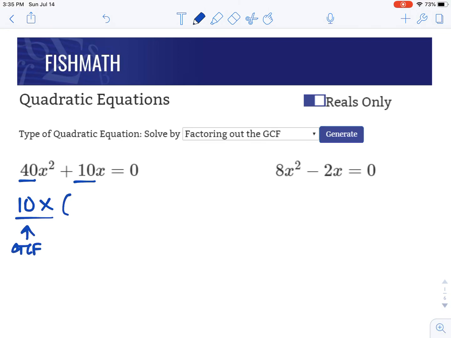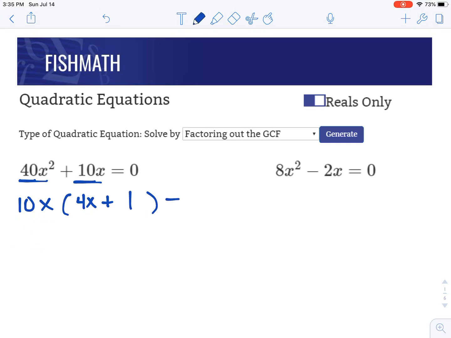That goes first, then our parentheses. We've got two things, we're going to have two blanks. 10x times the first blank is 40x squared. That's got to be 4x in order to make that work. 10x times something is 10x. That's got to be just 1 and a plus sign in between. That's how we factor this using the GCF.